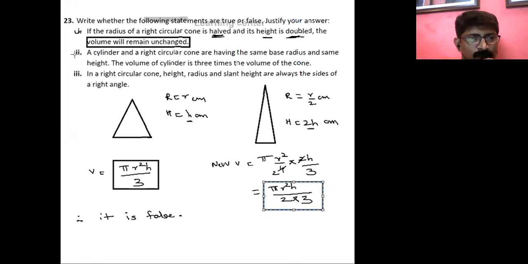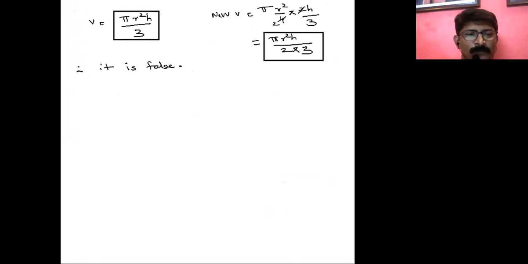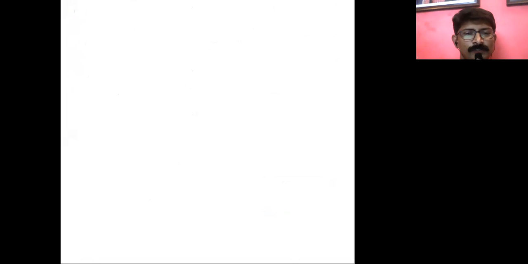Look at this. Subpart number 2 and subpart number 3 are very simple. Students, you can manage on your own, and if you still can't, just put it in the comment box. Let's discuss this. In a right circular cone, the height, the radius and the slant height are always the sides of the right angle. Of course it is true, isn't it? So simple. Okay, let's move to the next question, students.